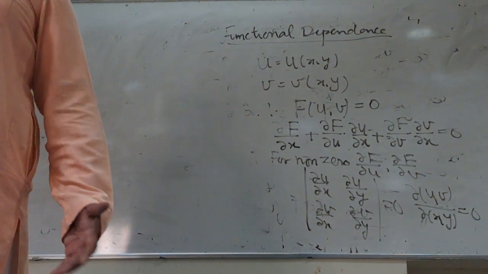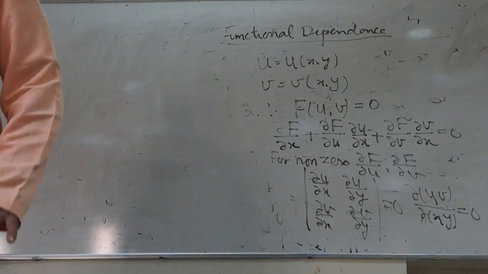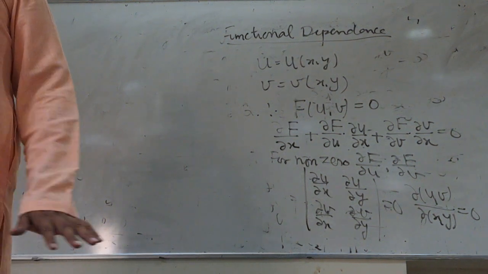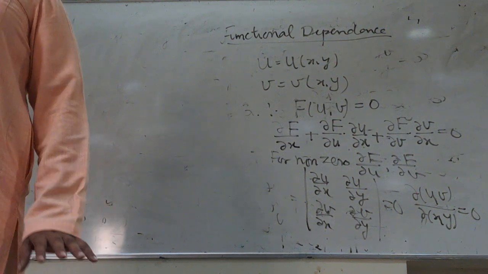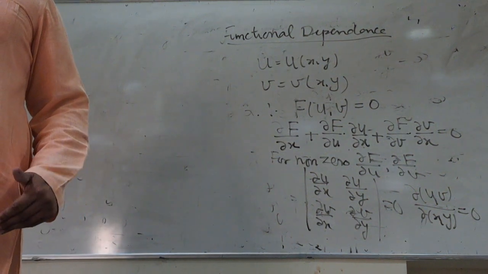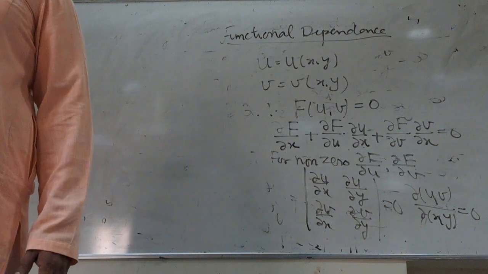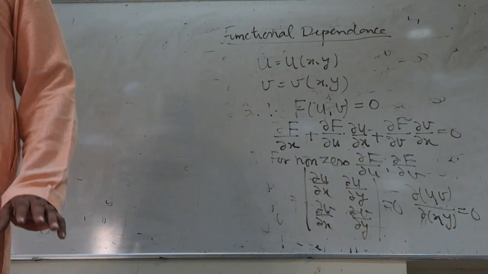Clear? So these are a few applications of the Jacobian. We can have problems and we can solve them. This is all about the applications of the Jacobian for our course, for our target. Is that clear? So we stop here.